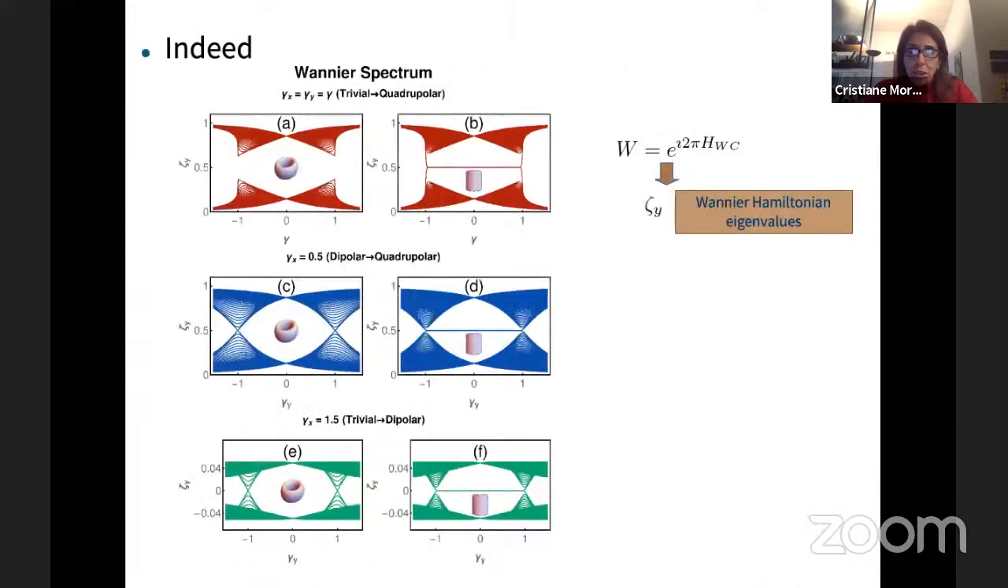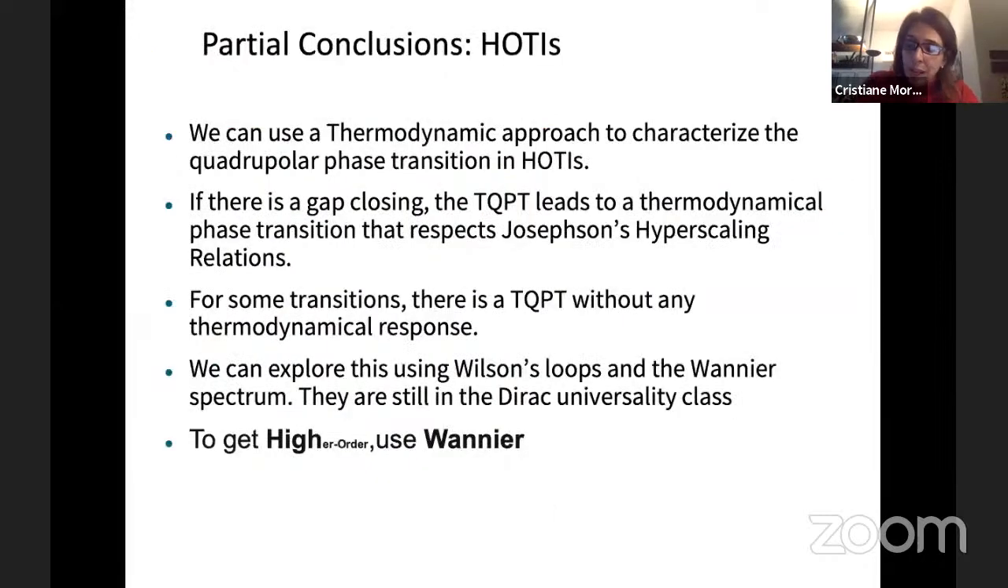It seems to work, but I need to have some features in the spectrum such that I could use these definitions. Okay, I can now come to my partial conclusions for the first part of the talk about the higher order topological insulators. So we can use a thermodynamic approach to characterize the quadrupolar to trivial phase transition. And if there is a gap closing, the topological quantum phase transition leads to this thermodynamic phase transition, and this will respect the Josephson hyperscaling relations.